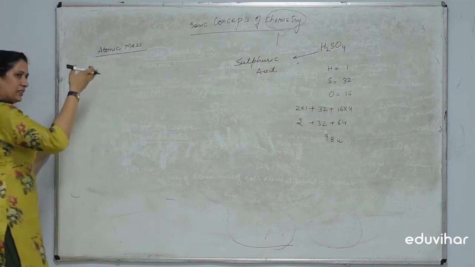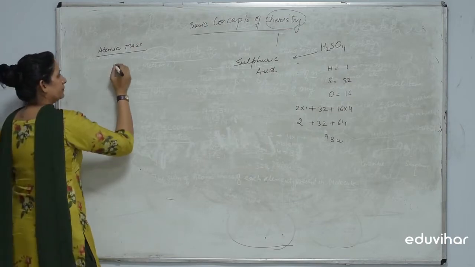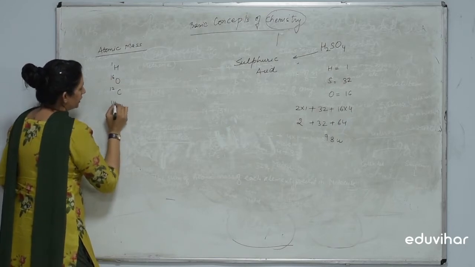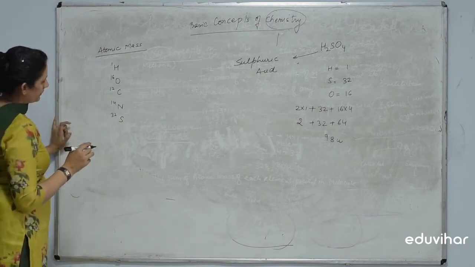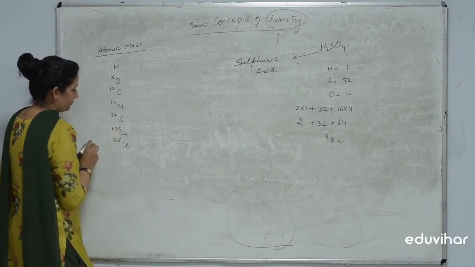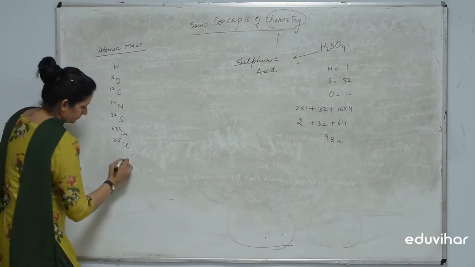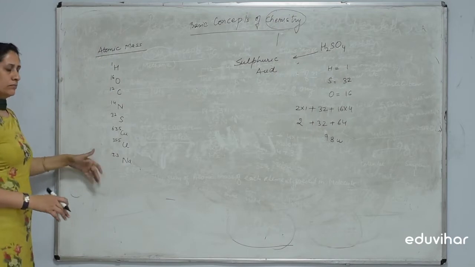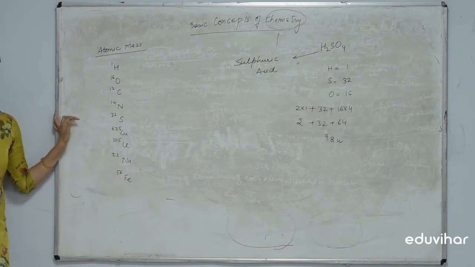Okay. I am just writing some atoms with their atomic mass. Please always remember them. Hydrogen 1, oxygen 16, carbon 12, nitrogen 14, sulfur 32, copper 63.5, chlorine 35.5, and sodium 23. These are some elements. Always remember their atomic masses. They are very helpful for us.